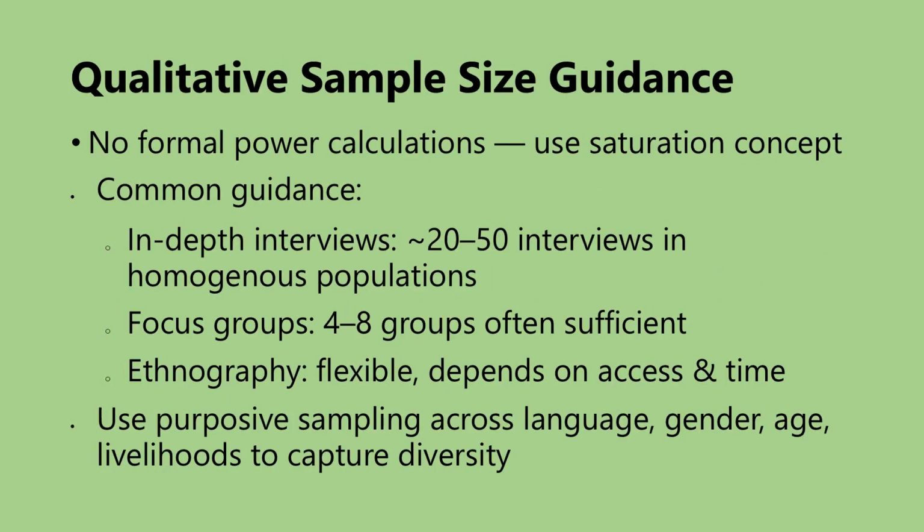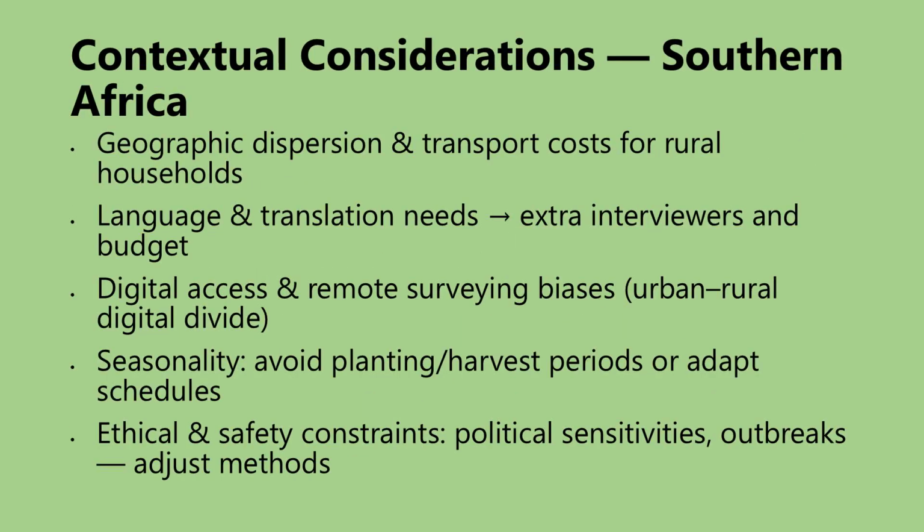Qualitative sample size guidance focuses on saturation rather than formal calculations. It includes recommendations for interviews, focus groups, and ethnography, using purposive sampling to capture diversity. In Southern Africa, contextual considerations like geographic dispersion, language needs, and digital access affect sample size decisions. Ethical and safety constraints also play a role.